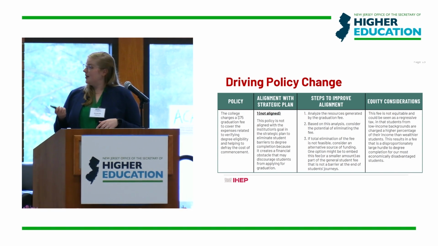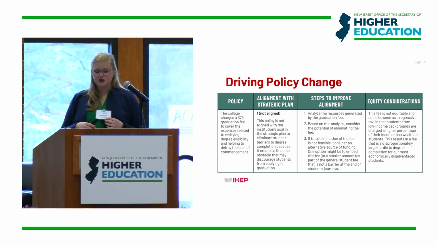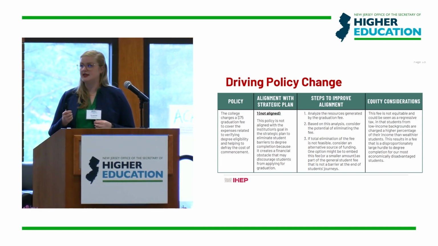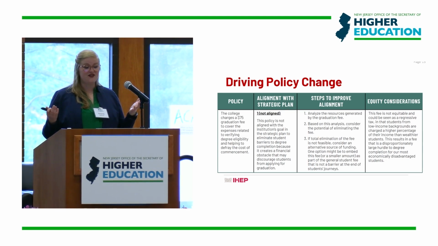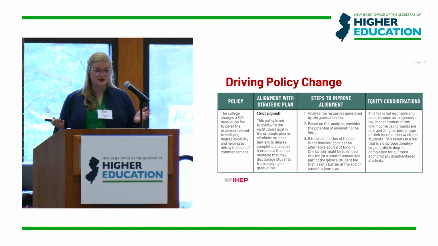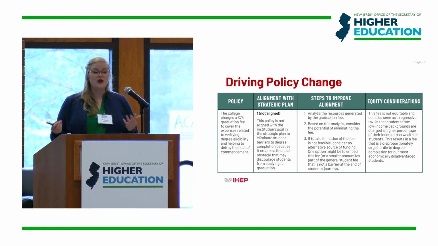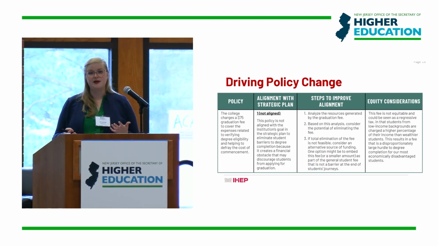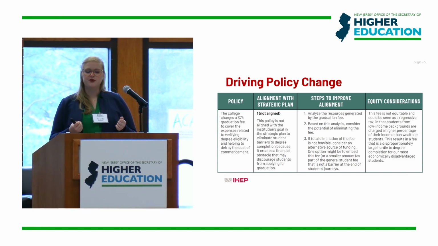So this slide shows an example of this from our work with the Degrees When Due institutions and highlights a financial barrier discovered as part of the data analysis and the policy and practice review. Essentially they found that the college was charging a $75 graduation fee to cover expenses relating to verifying degree eligibility. But they found that this wasn't aligned with the strategic plan because it created a potentially unnecessary barrier to degree completion for their students. So they identified a couple of steps to improve alignment.